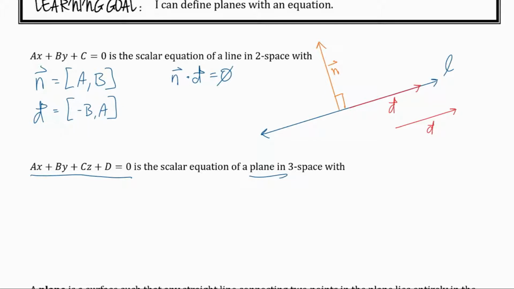So ax plus by plus cz plus d equals 0 is the scalar equation of a plane. And what's really nice is this scales up from 2-space to 3-space really naturally, in that the normal of this plane is (a, b, c). Okay, and again, there is no scalar equation of a line in 3-space.